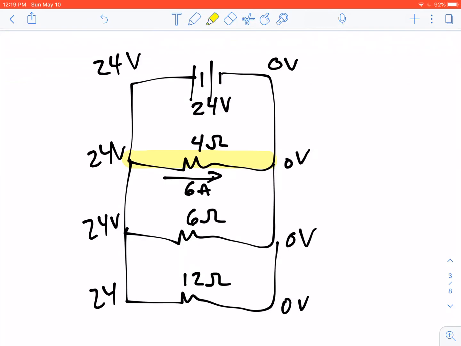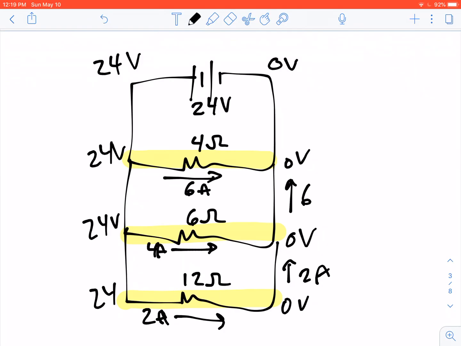And then this one, we have a 6 ohm resistor and a 24 volt voltage difference. So we say there's got to be a current going this way of 4 amps. And then on the third one, we have 12 ohms of resistance, so we're going to have 2 amps of current. We follow this 2 amps up this way, and we got 2 amps and 4 amps going into it.